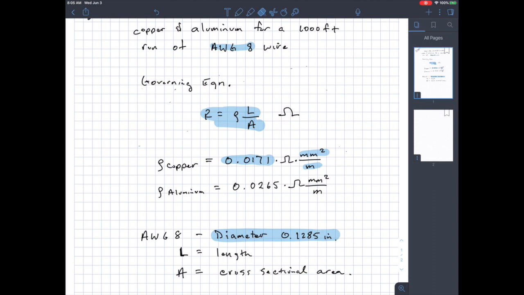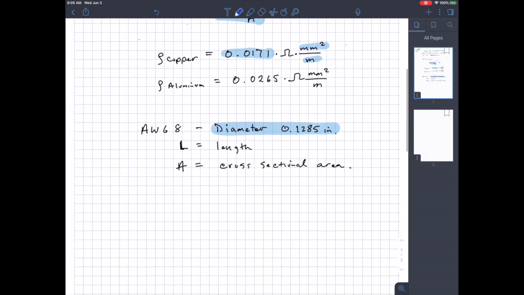All right. So at this point, what I would like you to do is pause the video and give it a shot. Try it on your own. See if you can calculate the resistance of a 1,000 foot length of wire that has a diameter of 0.1285, given that this is the equation. Okay, so pause your video and give that a try.